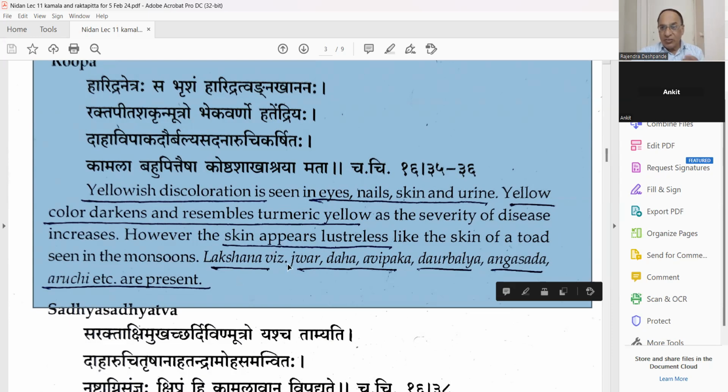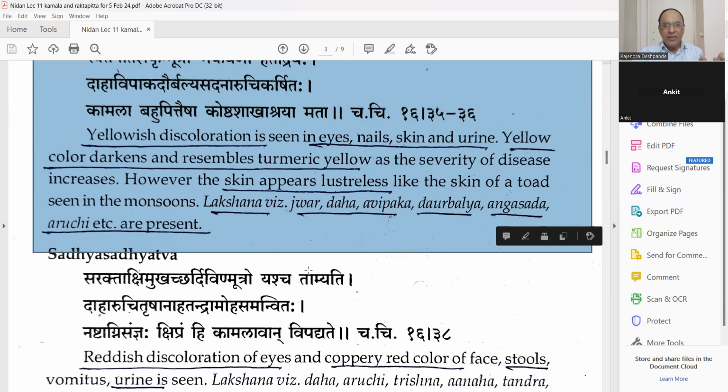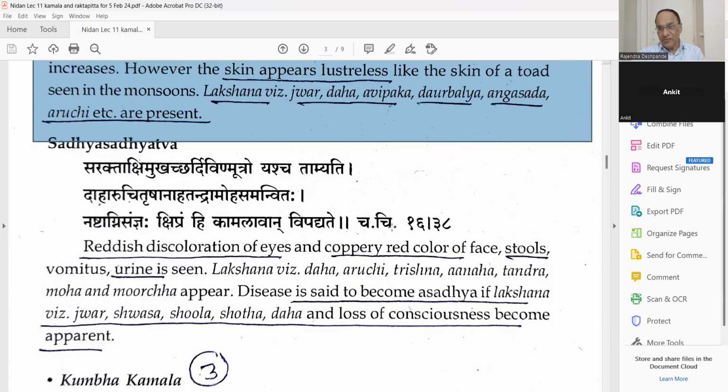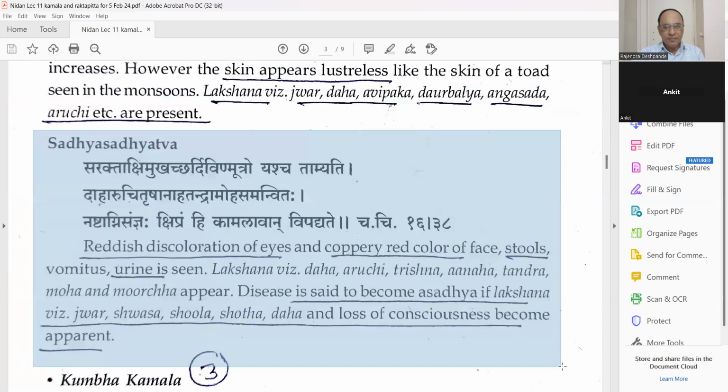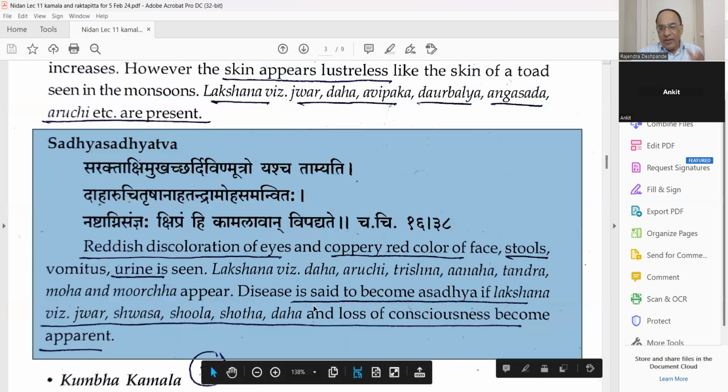Then lakshanas like jvara, mild fever, daha, burning sensation, avipak, indigestion, daurbalya, weakness, angasad, body ache, aruchi, loss of appetite. Okay? Sadhya, asadhyata, prognosis. Please write down the word prognosis. Prognosis means whether the disease is under control or not controlled.